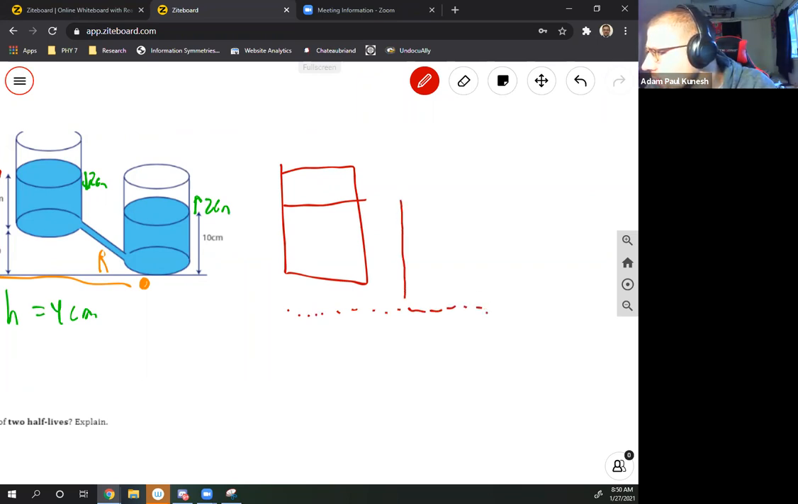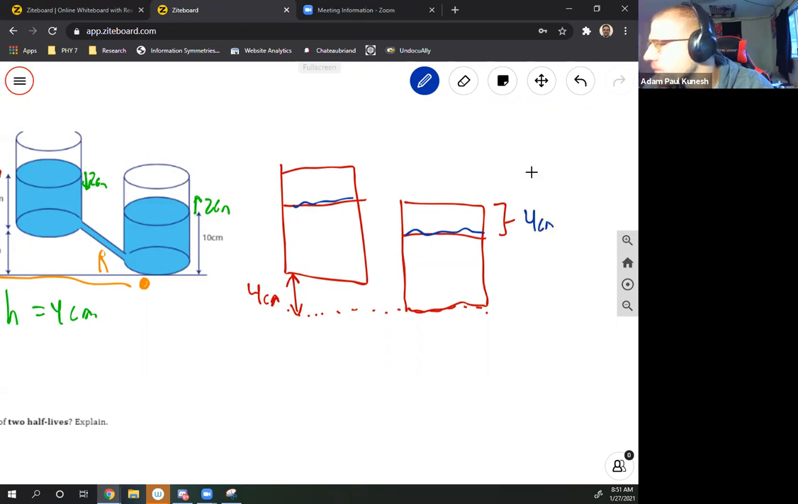So let's draw another one. Cool, there's my 2 containers. Here's around 4. Okay, so this one has been elevated by 4 centimeters. These 2 water heights then are going to be 4 centimeters apart. So I'm measuring each height relative to the base of each tank.